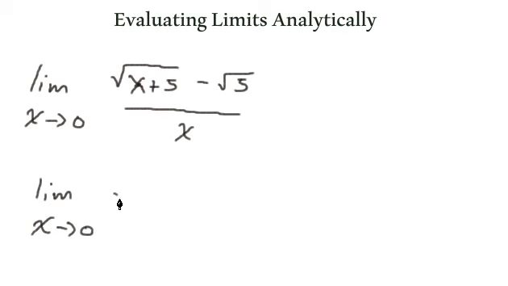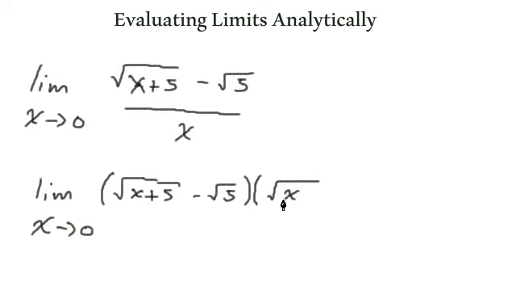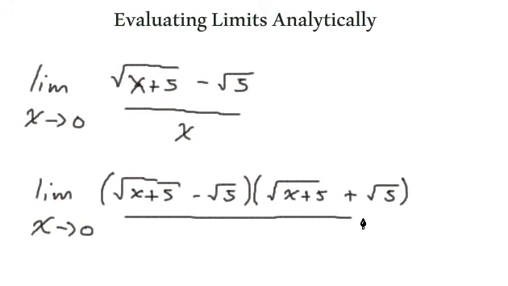We're going to multiply the numerator by what's called the conjugate. The conjugate of this guy here is the square root of x plus 5 plus the square root of 5. Because we have a minus, we're going to put a plus. And that's all over. Now what we do in the top, we have to do in the bottom.